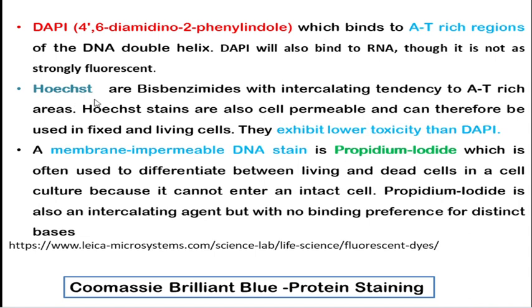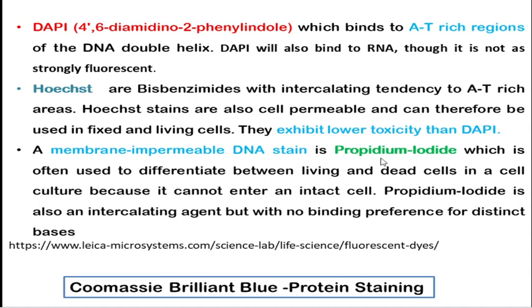Okay. Next is Hoechst, which is a bis-benzimide dye. It has an intercalating tendency to bind with AT-rich regions of the DNA, just like DAPI, and both DAPI and this particular Hoechst stain are cell permeable, so they can be used for fixed cells, and at the same time they can be used for living cells. But when you compare with DAPI, this particular bis-benzimide has a low toxicity to DNA.